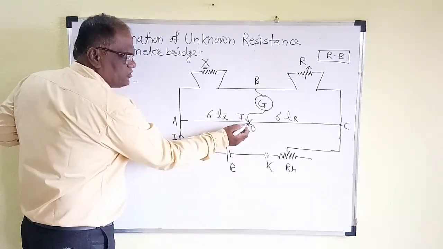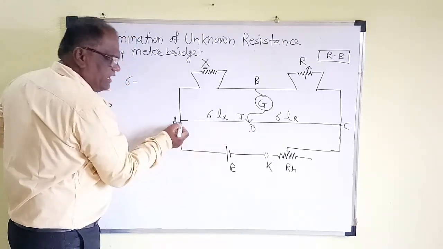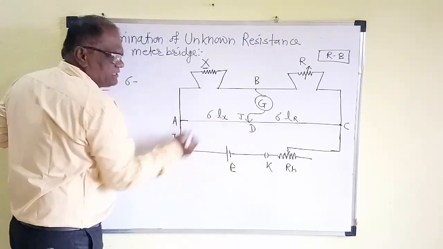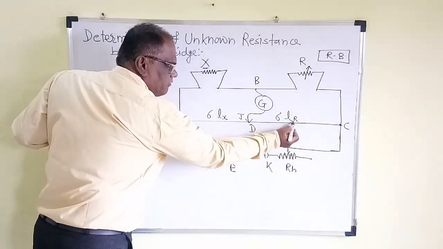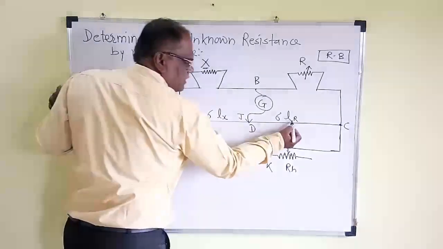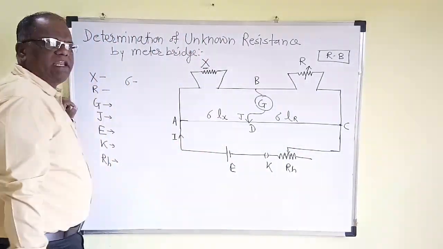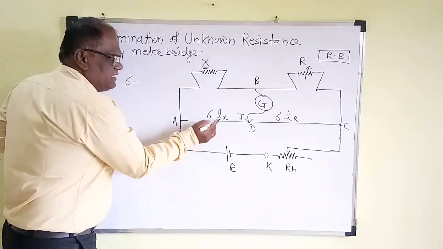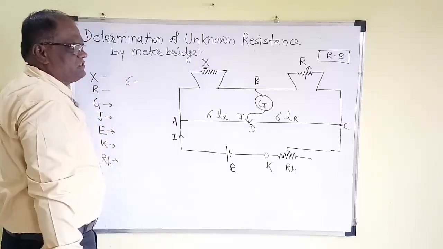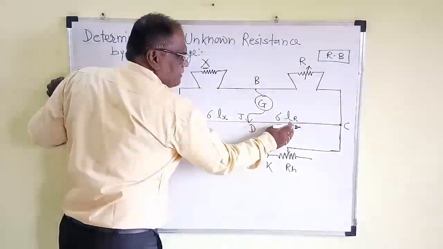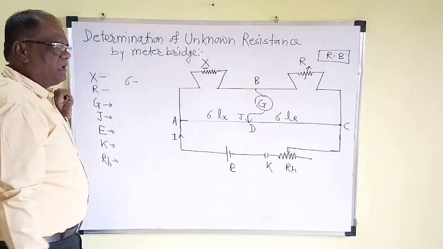Once the null point is obtained, measure the length of the null point from the left end, let it be Lx. Also measure the length of the null point from the right end, let it be Lr. These are also called balancing lengths. Thus, Lx is the balancing length of the wire opposite to resistance X. Lr is the balancing length of the wire opposite to known resistance R.